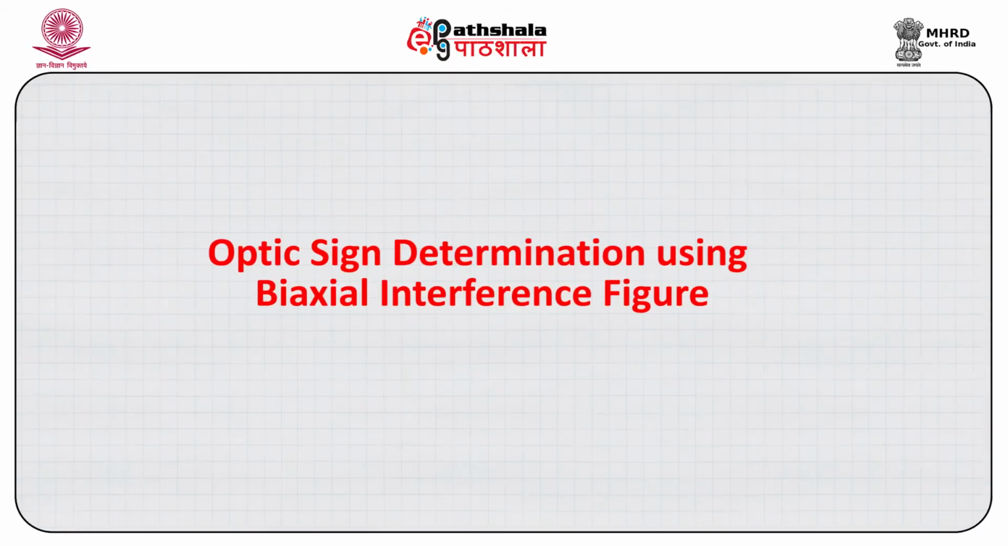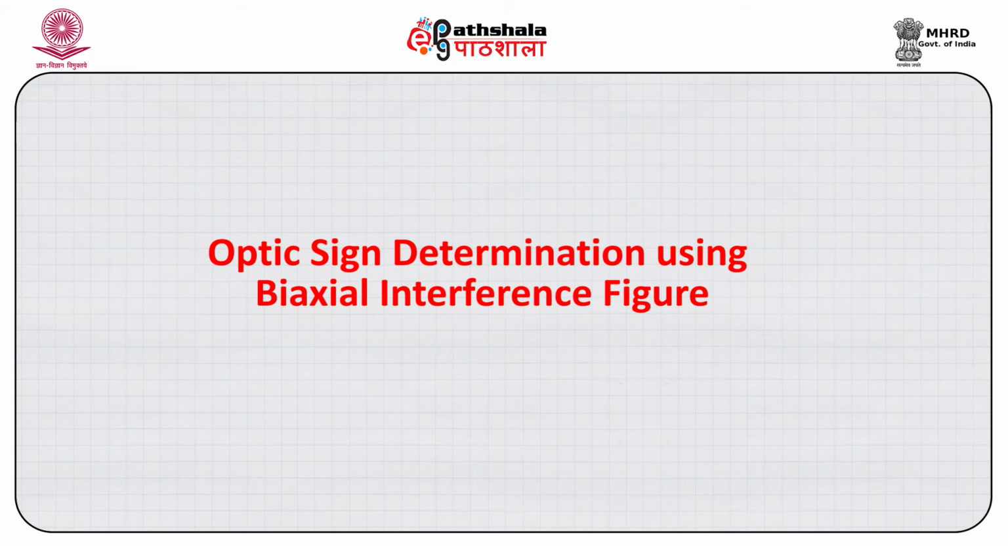To determine whether the x or z axis is the acute bisectrix, and therefore whether the biaxial mineral we are observing is optically negative or positive, we can use the interference figure such that the optic plane is oriented northeast-southwest. For this we follow certain steps. We first obtain an acute bisectrix figure and rotate the stage so that the trace of the optic plane is oriented parallel to the northeast-southwest direction.